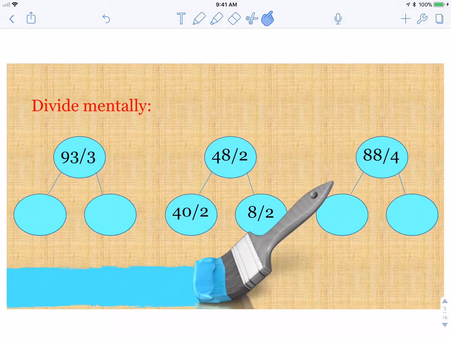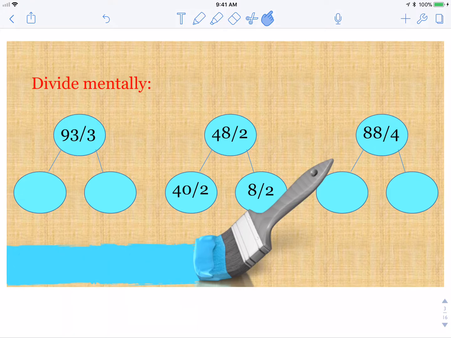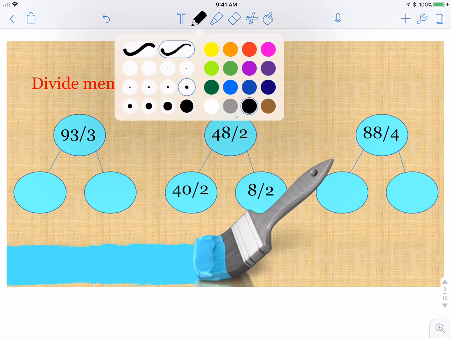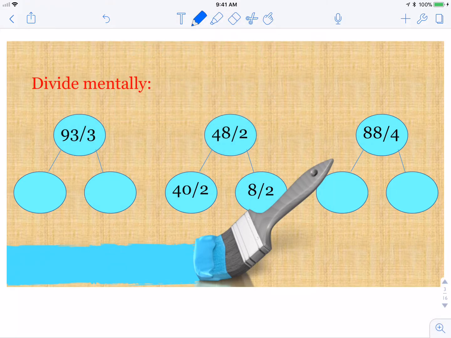Okay, divide these number bonds mentally. If you look at the middle one, I've done that for you. 40 divided by 2 is 20. 8 divided by 2 is 4. 20 plus 4 is 24. So 48 divided by 2 equals 24. Try the other two.